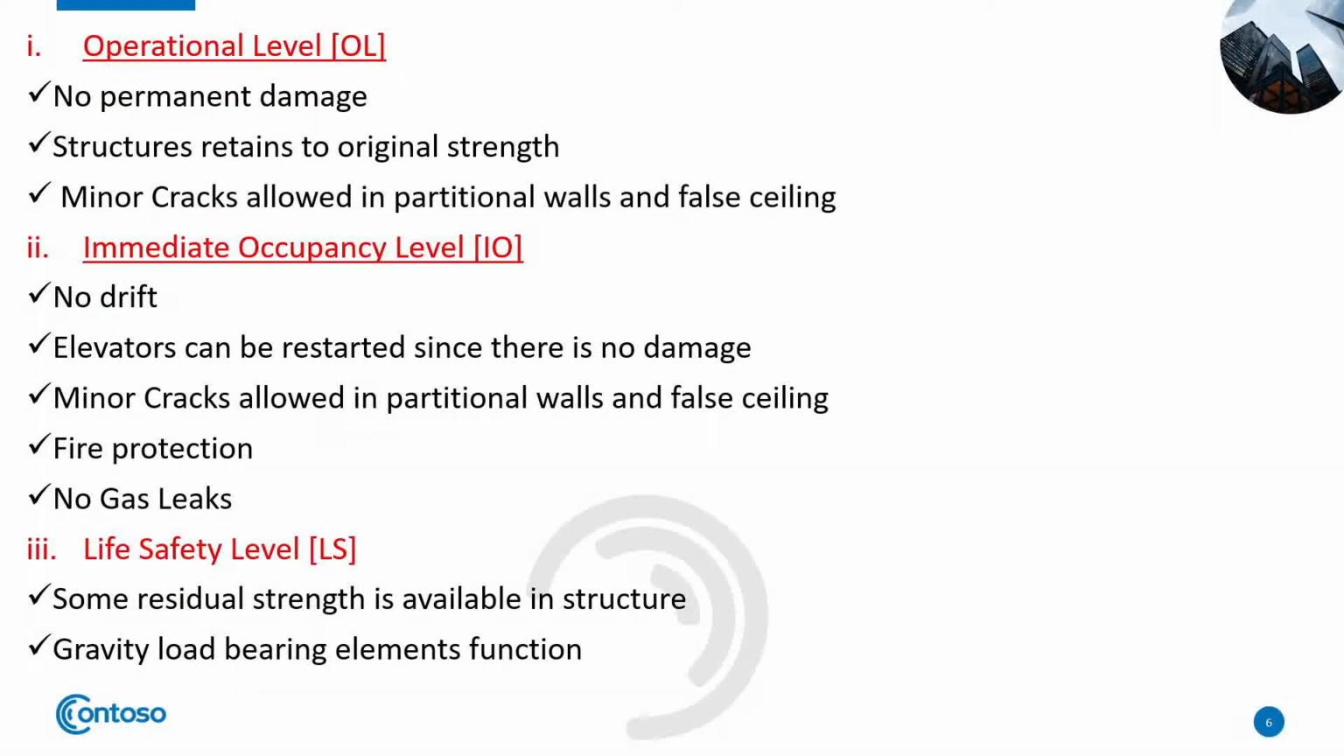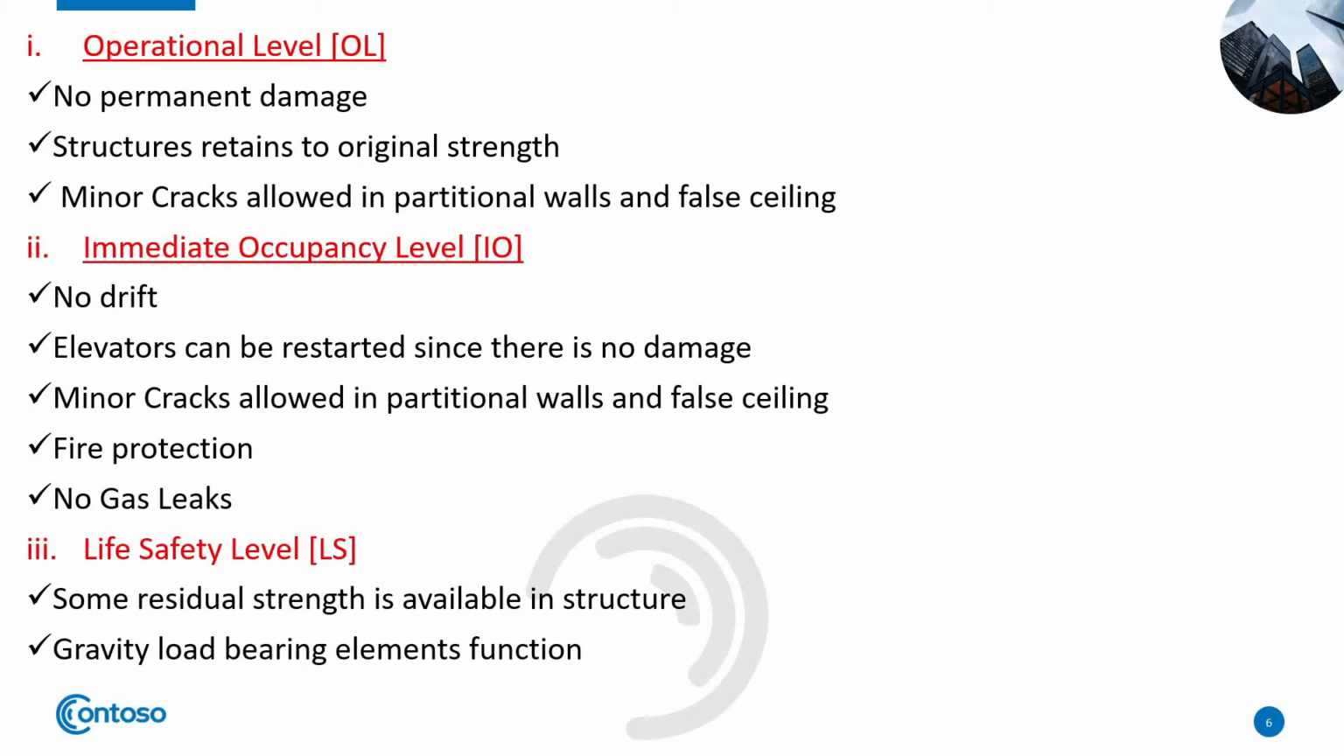The operational level, OL, is from point A to point B. No permanent damage occurs at this level. The structure retains its original strength. Minor cracks are allowed in partition walls and false ceiling. Immediate occupancy level, IO: no drift is allowed. Elevators can be restarted since there is no damage. Minor cracks are allowed in partition walls and false ceiling, fire protection works, and there are no gas leaks. The immediate occupancy level shows that after the earthquake event, the occupants can occupy the building.